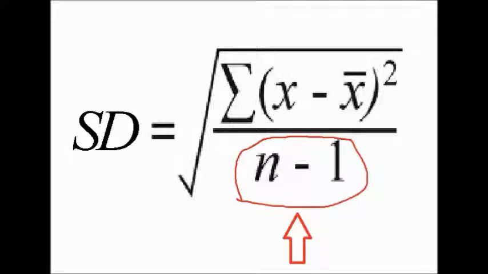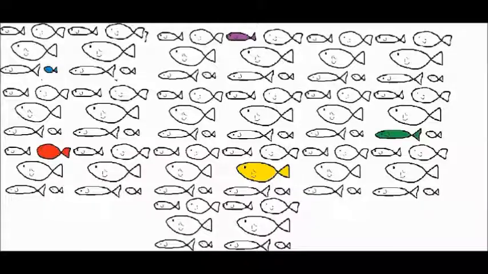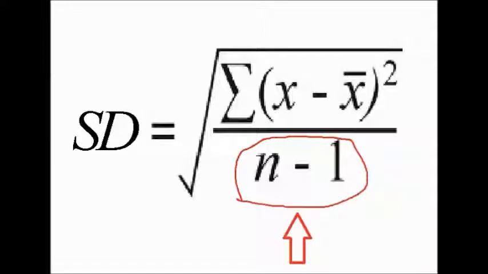So if we wanted to take a sample of the length of all the fish in a lake, and we took a sample of 100 fish, we would divide by n minus 1, or in this case 99. Because the minus 1 helps adjust the results to reflect the standard deviation of the actual set of data.